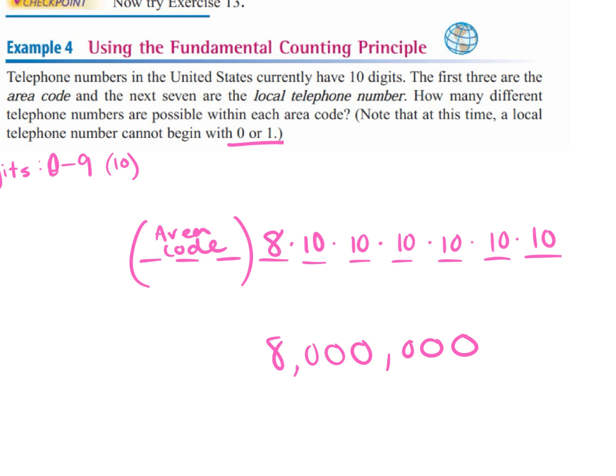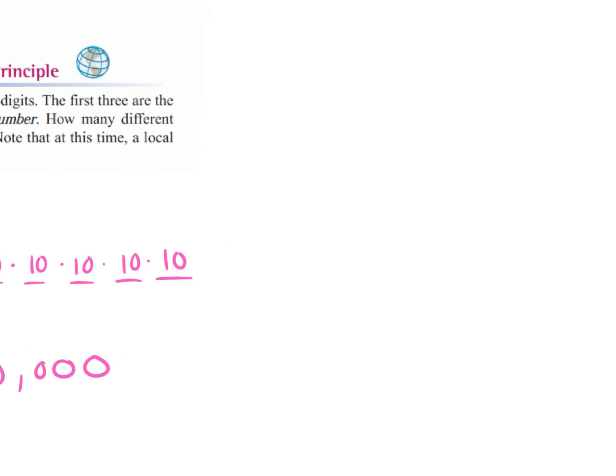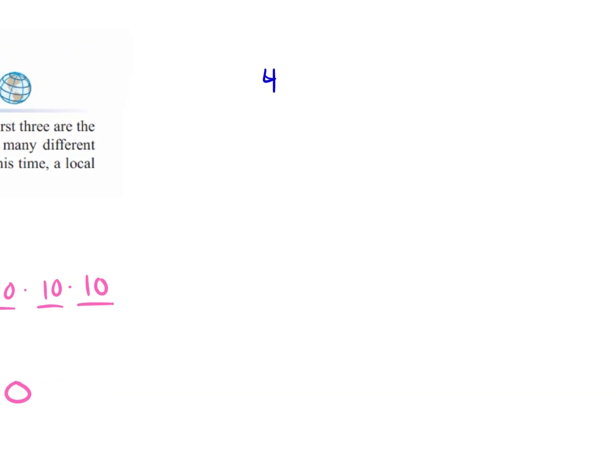Another common question that we might see is one that deals with ATM pins. So let's say we had a 4-digit ATM pin. So we have 4 numbers here. And let's say that the last number has to be even. But let's start with the first number. How many possible options do we have for our first number? 10. We could put anything 0 through 9.